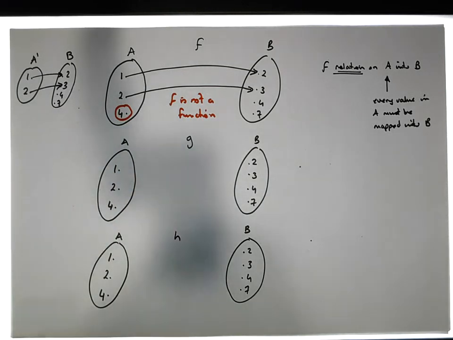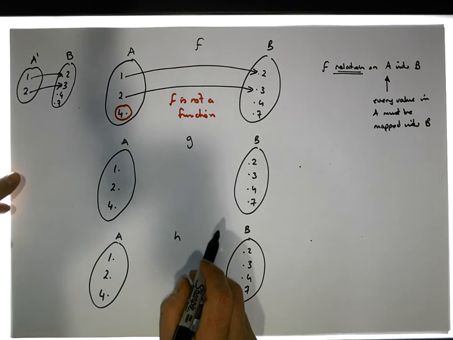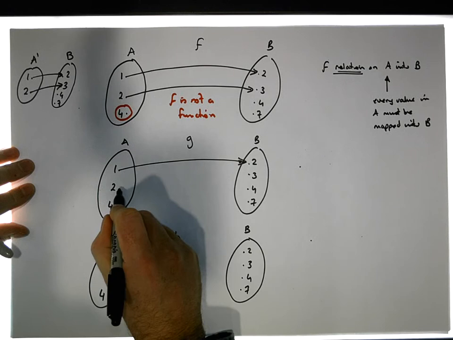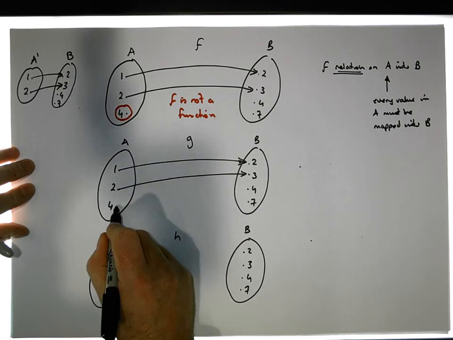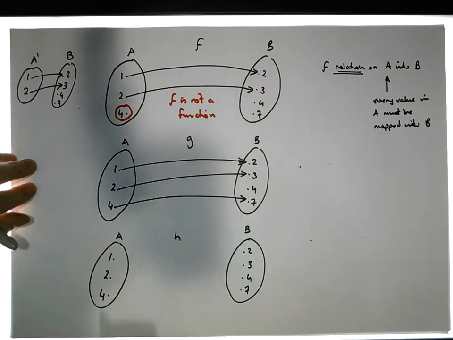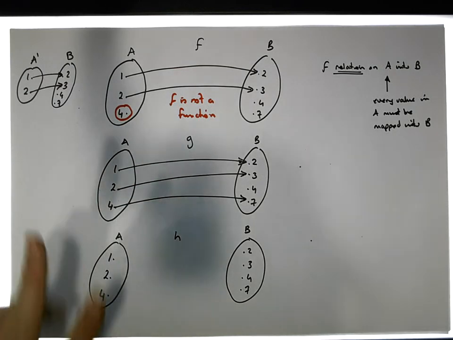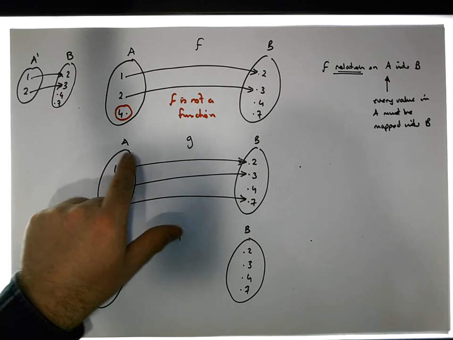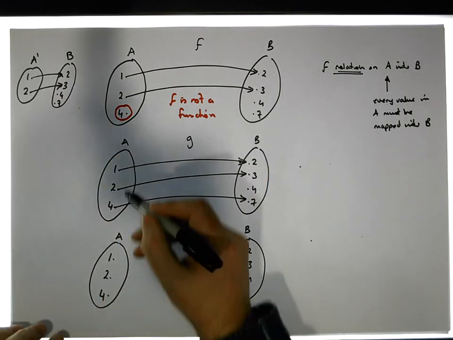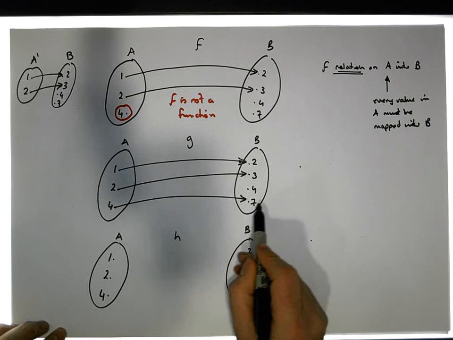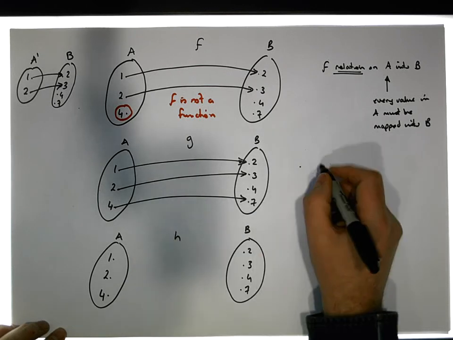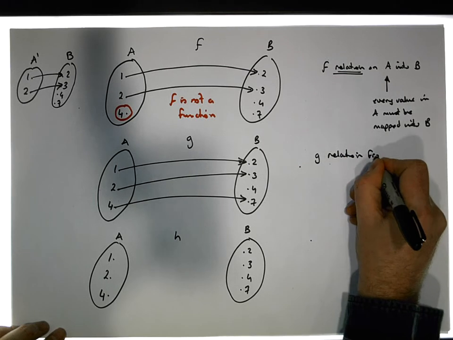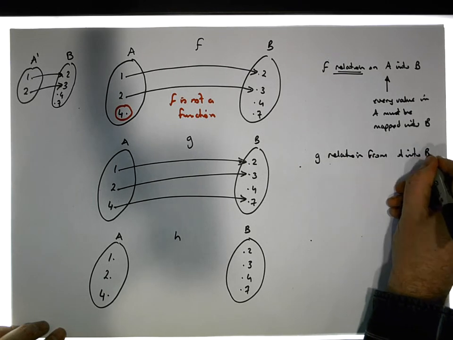Okay, let's look at G. In relation to G, 1 is taken to 2, 2 is taken to 3, and 4 is taken to 7. So, is G a function? Don't forget we've got two conditions. The first condition is that every value in A must be mapped into some value in B. First of all, G is a relation from A into B. That's the first thing we notice. It is a relation, but is it a function?